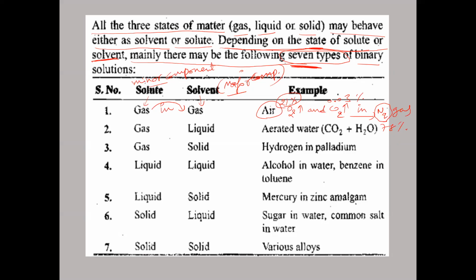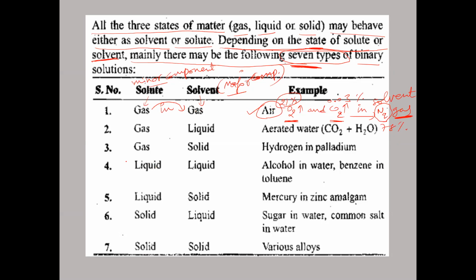In this case, oxygen is one component, CO2 is one component, and nitrogen is another component. Which is present in large excess? Nitrogen is in large excess. So it must be called what now? Solvent. What is the physical state of the solvent here? Gas. And what are the physical states of the solutes here? Two solutes, oxygen and CO2, in gaseous state. So gas in gas type of solution, example: air.